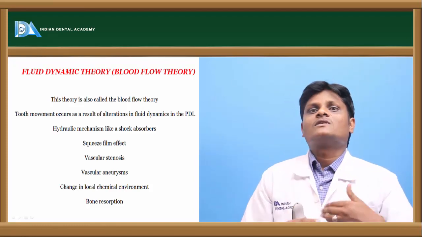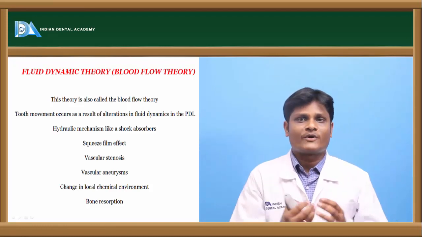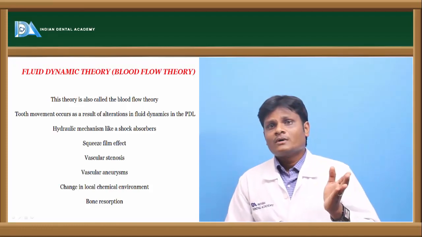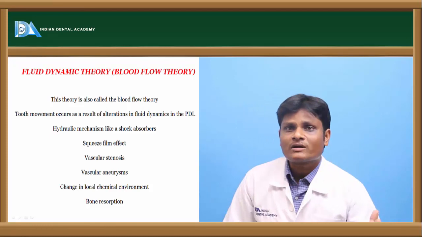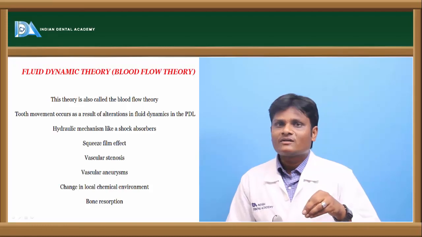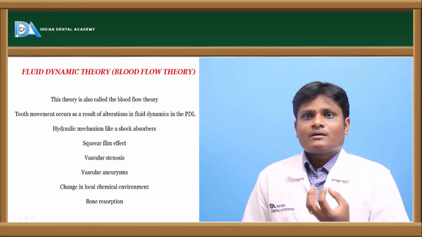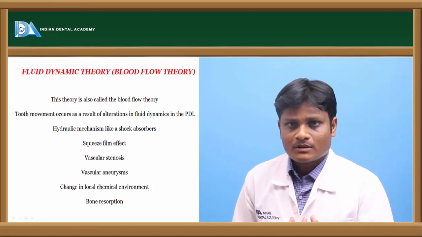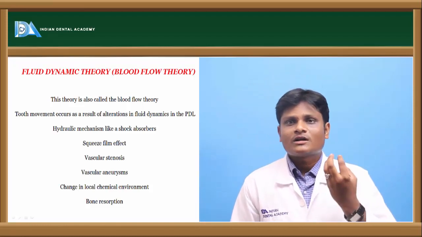These osteoclasts will cause resorption on the side of the pressure and deposition on the side where there is no pressure or tension side. That means ultimately the process of bone remodeling is resorption on the side of inflammation and deposition on the other side. Okay, this is called as fluid dynamic theory or blood flow theory. That means the periodontal ligament with its content act as a shock absorber or hydraulic mechanism that will cause orthodontic tooth movement in response to the orthodontic forces.